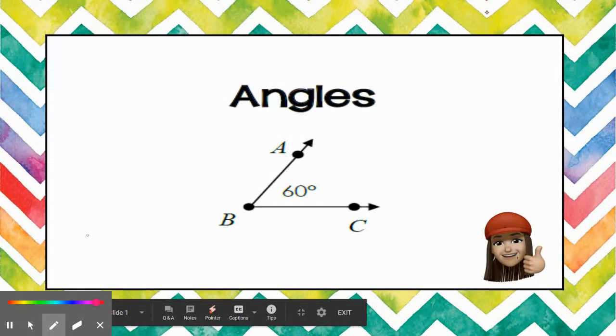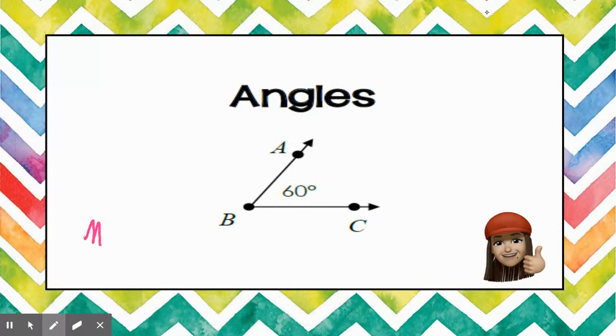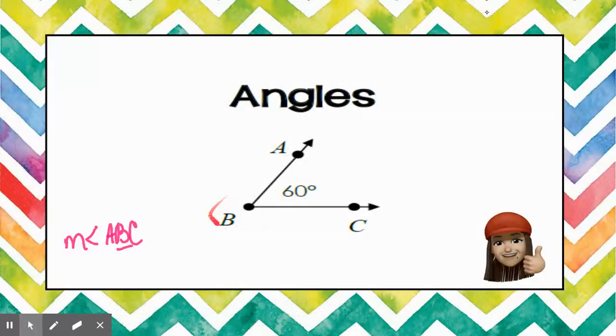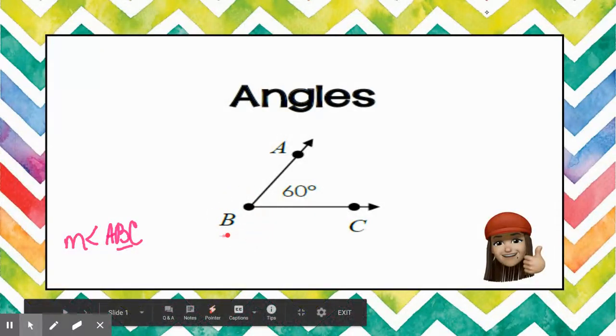Let me see if I can do the measurement of angle B. This is supposed to be a smaller limb. Okay, let me write again. Measurement of angle ABC. This is what I mean. It has to be in the middle in order for you to continue labeling or indicating where your angle is located.